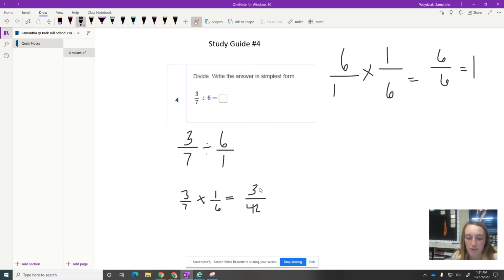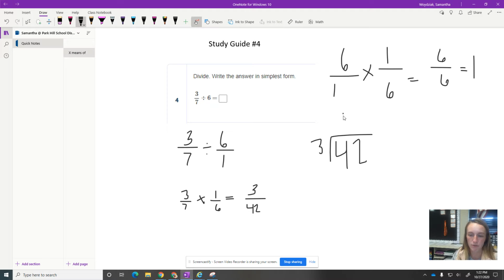And we can just look at 3 and say, okay, what are the factors of 3? Well, the factors of 3 are 1 and 3. And we know that 1 doesn't really help us out here. So we're going to check to see if 42 is divisible by 3. And if it is, then our answer isn't simplified yet.